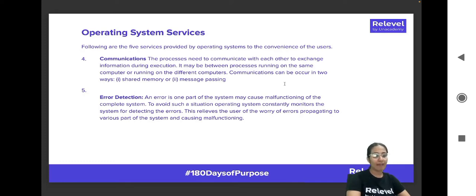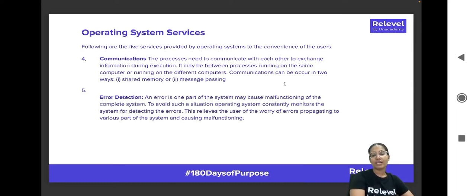And then we have the concept of error detection. Error is a part of any system. Whenever you are running programs, you are bound to come across errors at one point or another. Errors can malfunction the complete system. Sometimes the errors are so severe that they can malfunction the entire system.